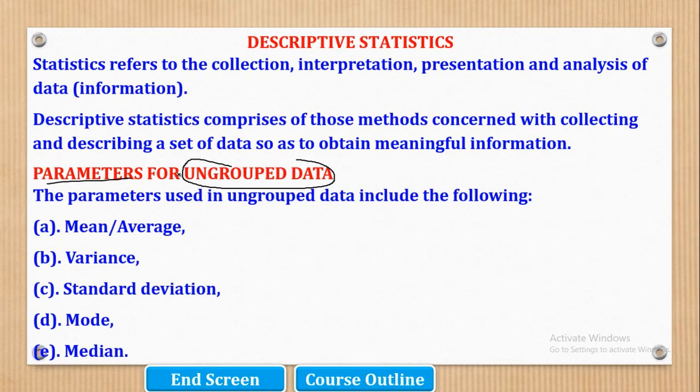So let's start with ungrouped data. So the parameters for ungrouped data include the following. 1, we have what we call mean or average. Then we also have variance. Then we have standard deviation. So mean is the same mean we covered in O-level, but variance is new. Standard deviation is new. Mode is also the same mode you covered in O-level. Median is also the same median. So we shall look at all these parameters in ungrouped data.